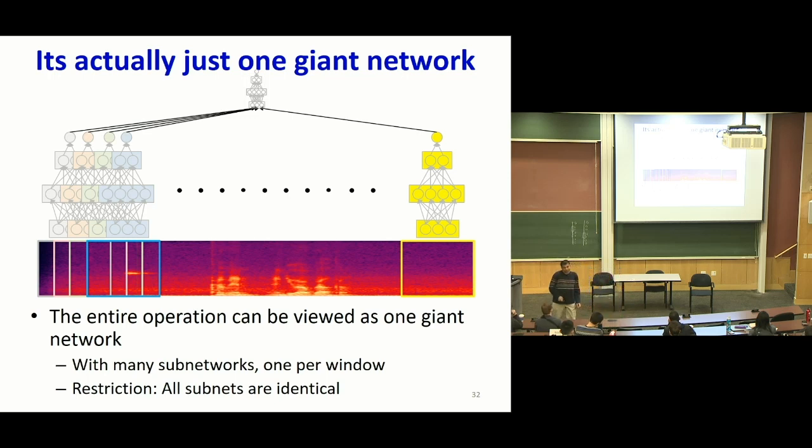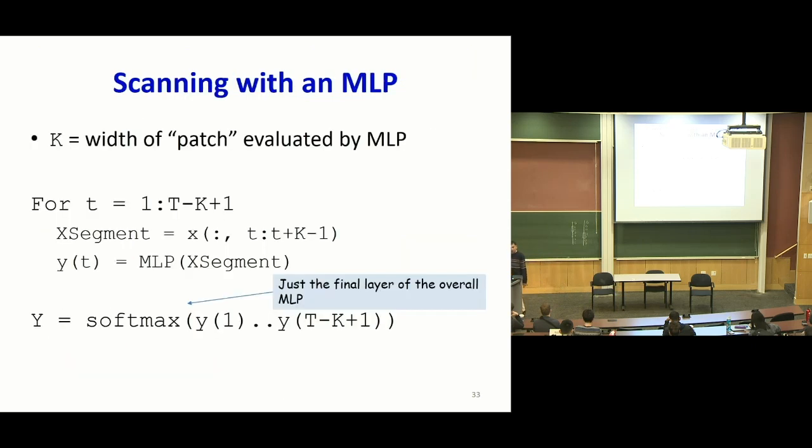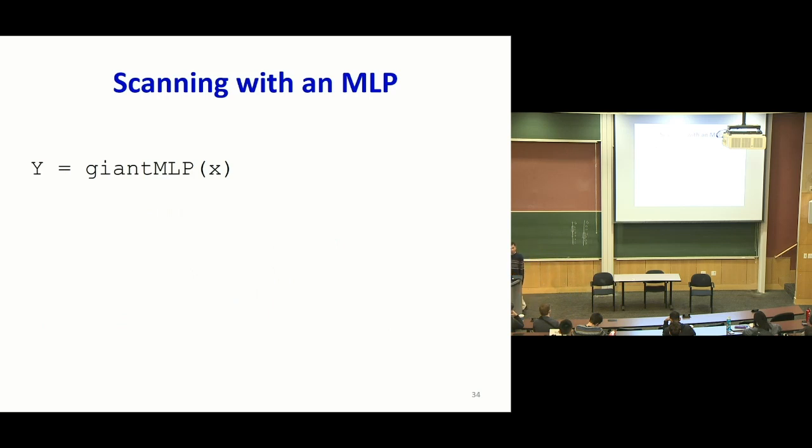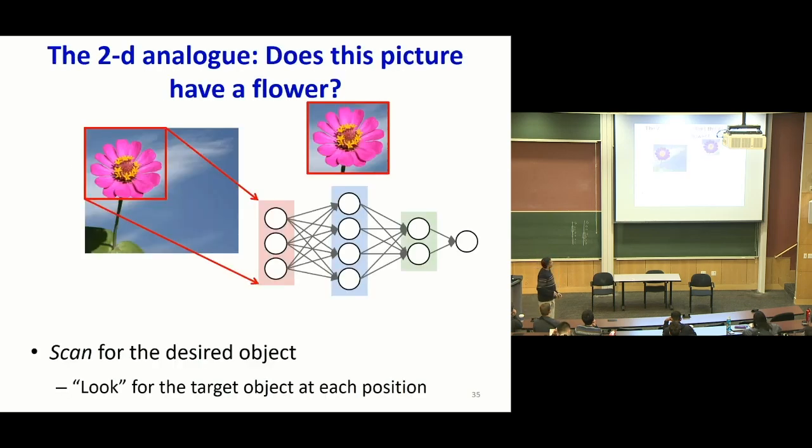There's one restriction though. This neural network is composed of many subnets. And the subnets are these guys, the network that scanned each location. So since you're using the same net to scan each location, if I view the entire thing as one giant neural network, all of these subnets are identical. So this is what we'll call a shared parameter network. So if I were to look at the pseudocode, this entire thing really just represents a single neural network. This is just the final output layer of the neural network, right? So I could just rewrite this like so, giant MLP. Everybody with me?